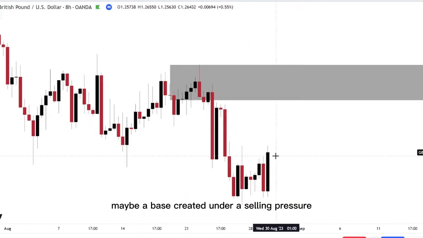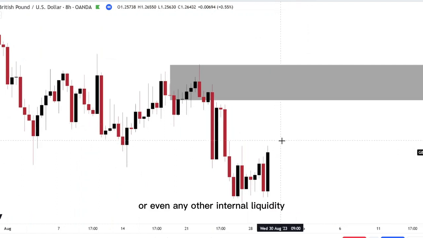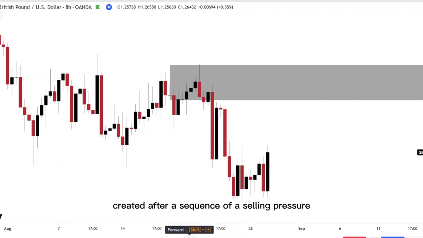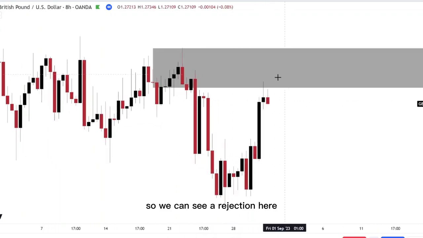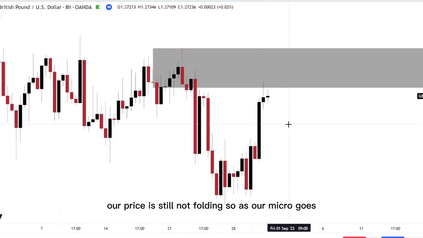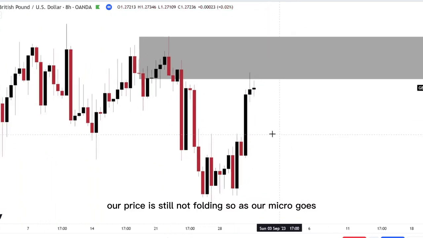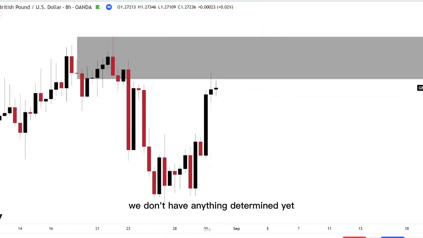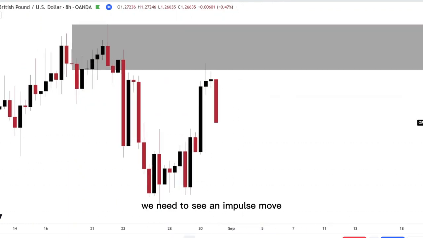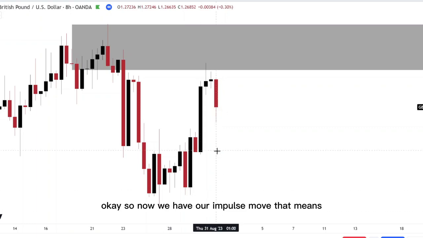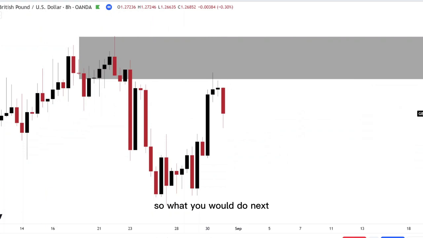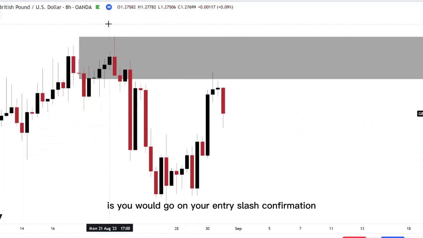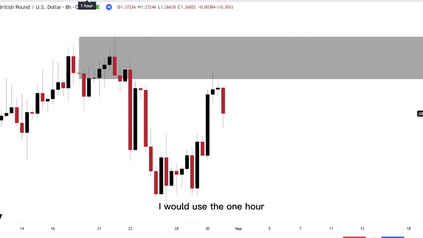Maybe a base created under a selling pressure, or even any other internal liquidity created after a sequence of selling pressure. So we can see a rejection here, but price is still not folding. So as our micro goes, we don't have anything determined yet. We need to see an impulse move. Okay, so now we have our impulse move. That means there's selling pressure coming from this area. So what you would do next is go on your entry/confirmation. And in this instance, I would use the 1-hour.